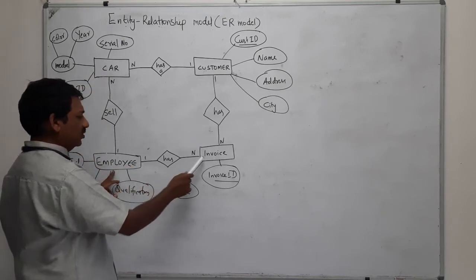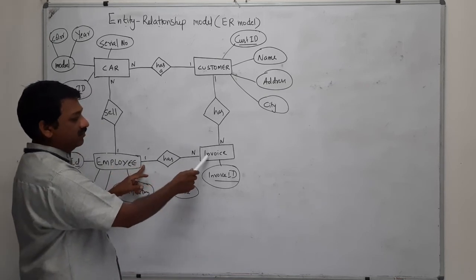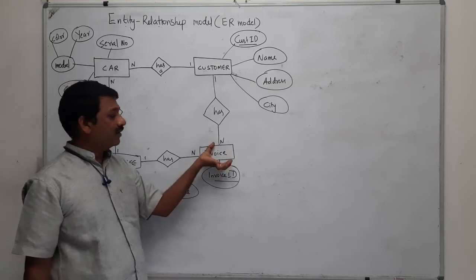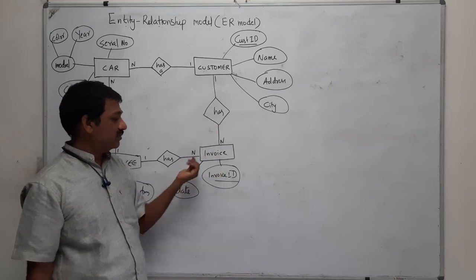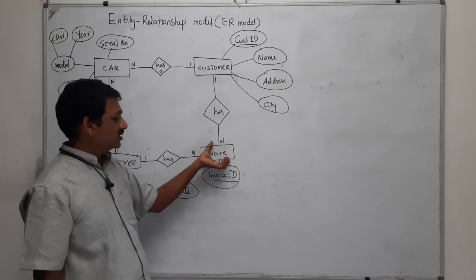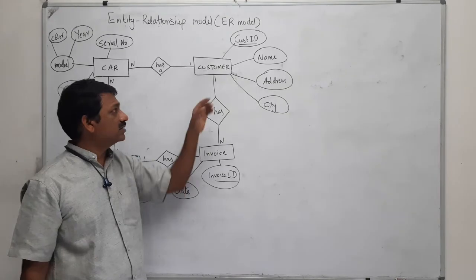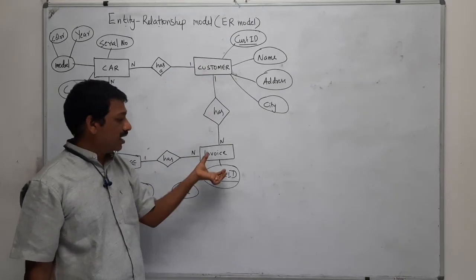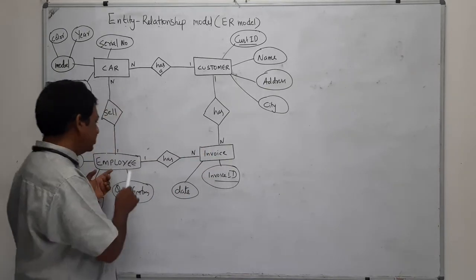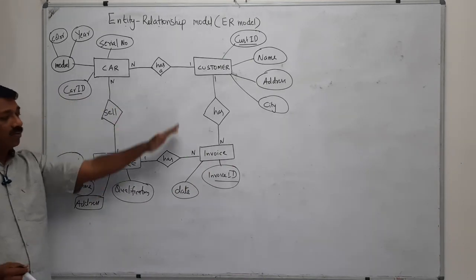Then employee and invoice. An employee is generating many invoices, and these invoices are given away to many customers. But if you have an invoice, then that invoice is given away to a single customer. That means a single customer can receive many invoices, and at the same time this employee can generate multiple invoices. So that's all about this.